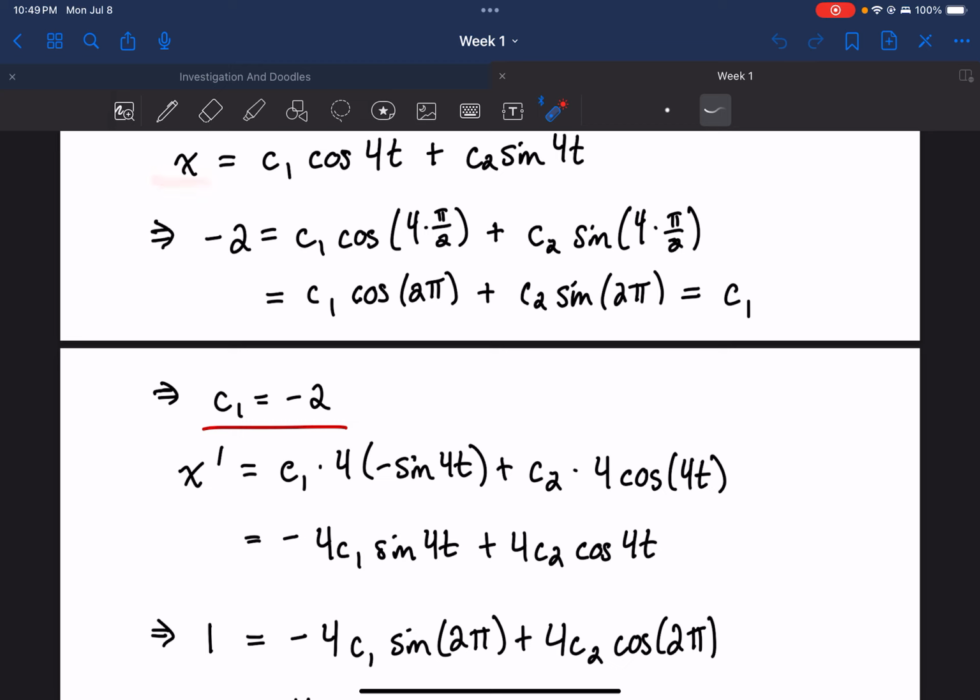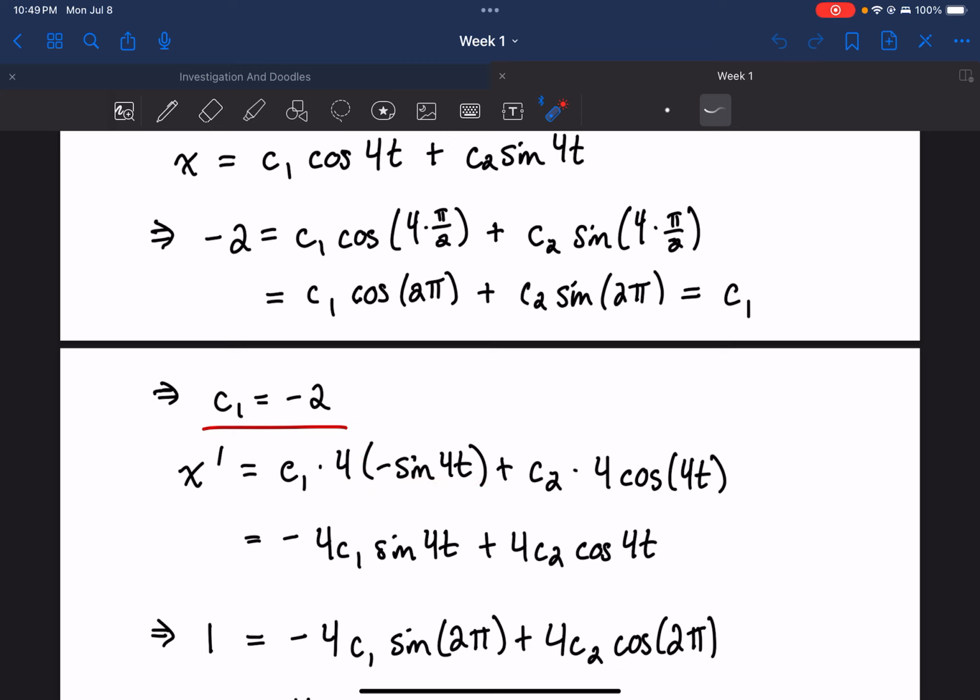X becomes x prime. C1 is a constant, it's hanging out. The derivative of cosine 4t is, derivative of cosine is negative sine. Keep the 4t, and then you chain rule the 4, right? So the outside function here is cosine, and the inside function is 4t. So when you take a derivative of a function, you take the derivative of the outside, keep the inside, times the derivative of the inside.